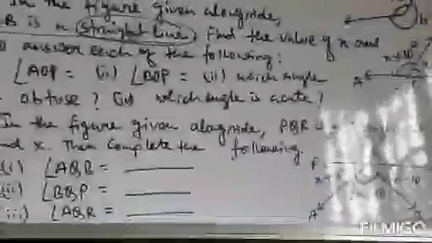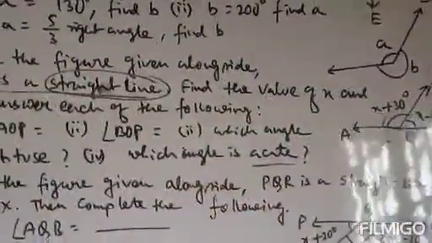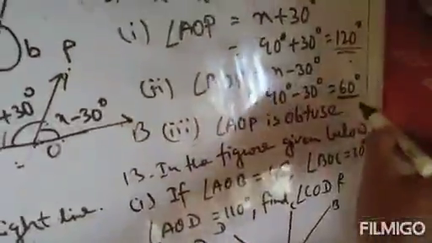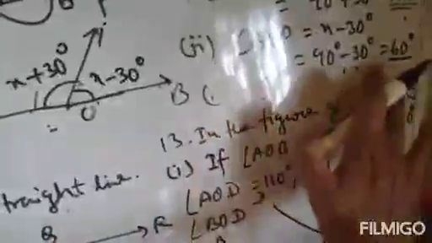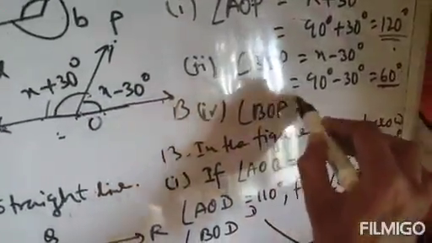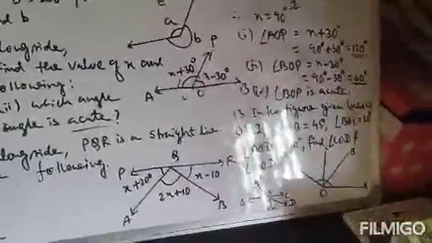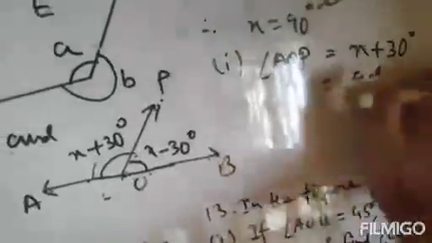Clear? And next, question number 4 says which angle is acute. Acute angle means an angle which is less than 90 degrees. Less than 90 degrees here is 60 degrees, that means BOP. So BOP is acute. That is your answer. Clear? Question number 10 is complete. Next, question number 11.